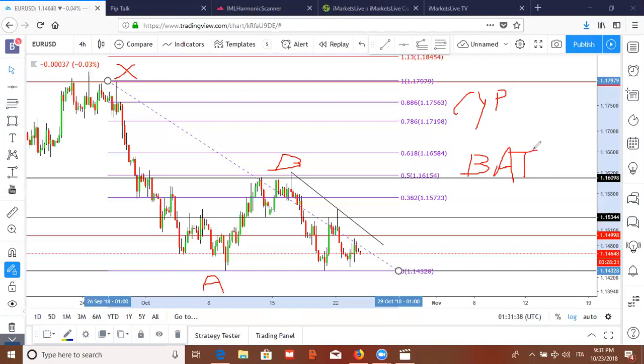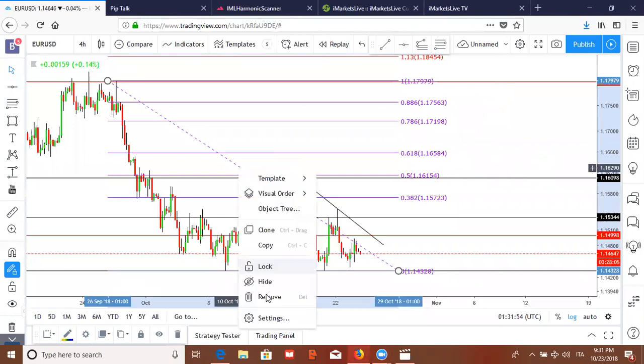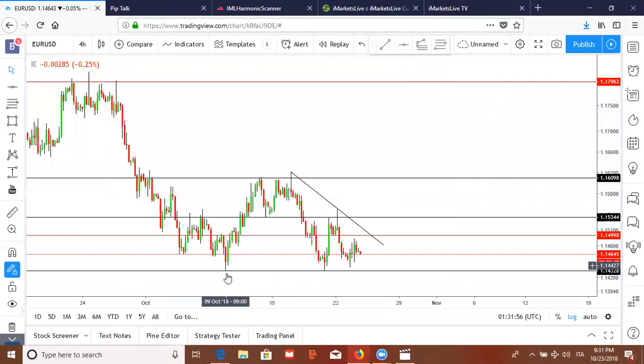Okay. Cypher, BAT. All right, these are the two levels. So watch this. If I take my fib again and measure out, the reason why it's still a valid BAT pattern is because when I take my fib, X, A, B.